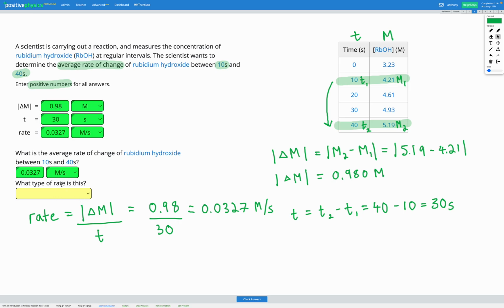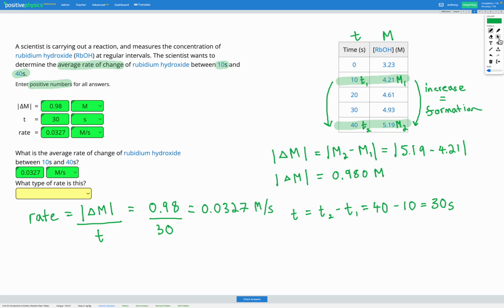And to answer what type of rate this is, that's asking us if it is a rate of consumption or a rate of formation. Remember, consumption means it got used up, so the concentration decreased. Formation means it got made, so the concentration increased. So if we look at our numbers here, we started with 4.21 and ended with 5.19. So that's an increase in concentration. And that means it's a rate of formation.